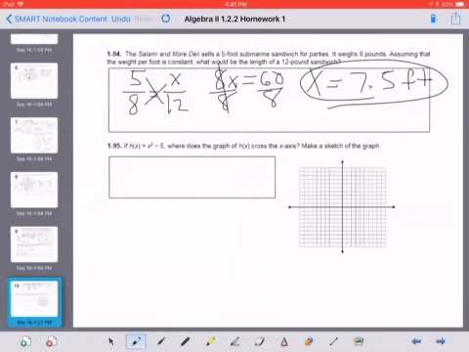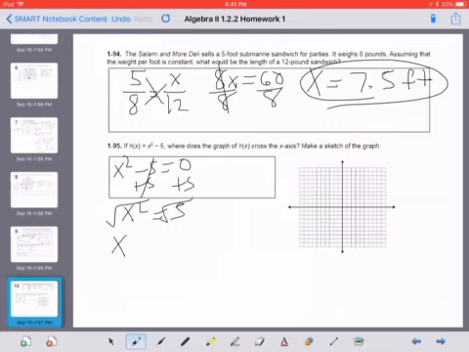95, if h of x is x squared minus 5, where does the graph of h of x cross the x-axis? Make a sketch of the graph. So I substituted in for 0, so I did x squared minus 5 equals 0. Added 5 to both sides. So I get x squared equals 5. Take the square root. So x is going to cross the x-axis at the positive or negative square root of 5. So we could say the square root of 5 plus or minus, comma 0.